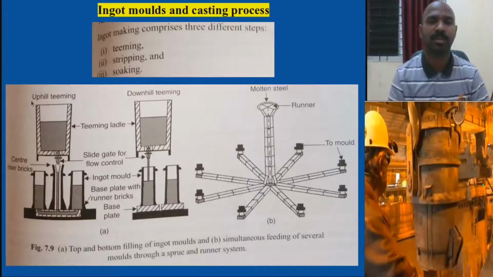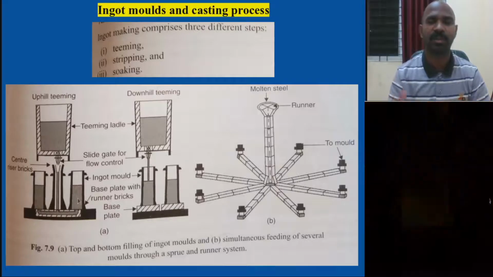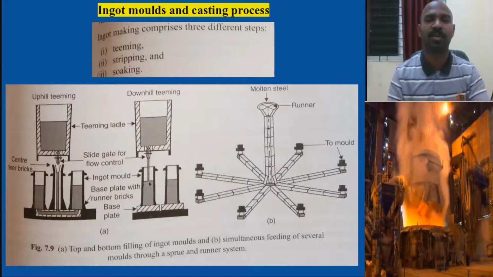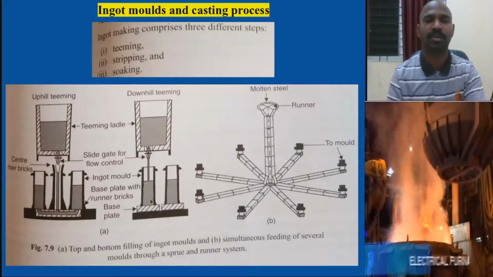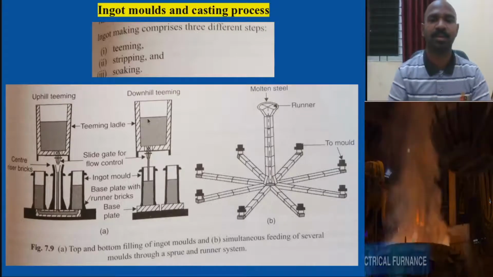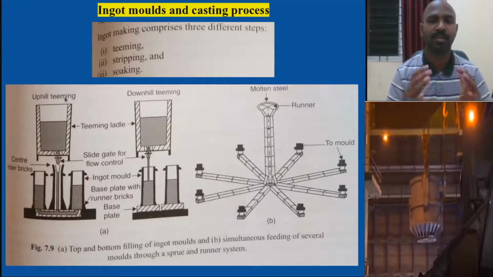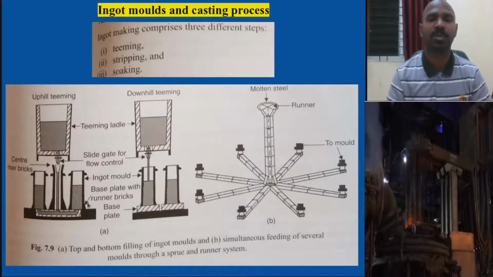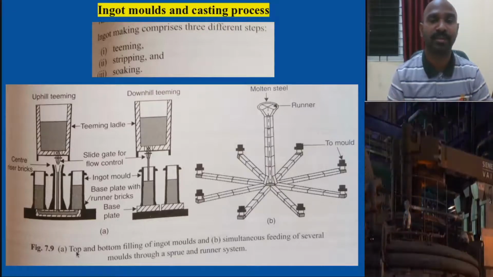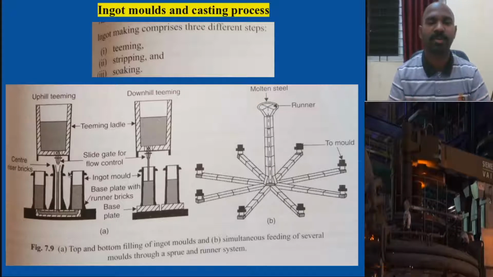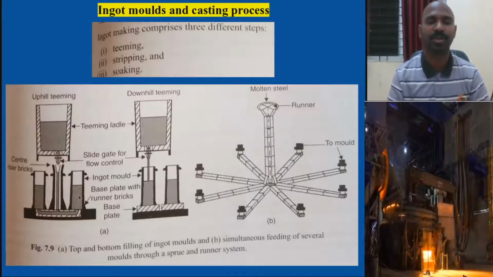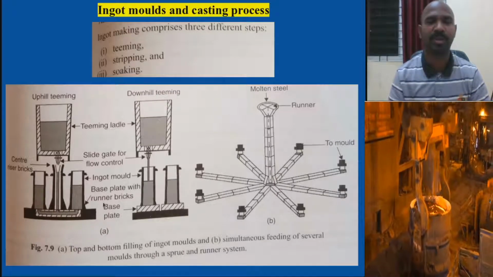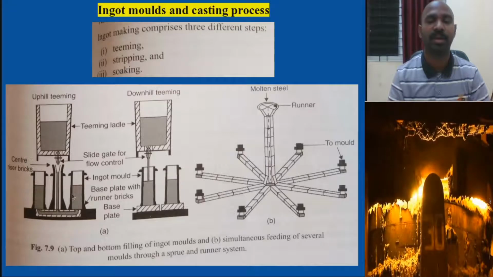Whereas in the case of the uphill process, the ingots are forming from the upside, and in the downhill process they are formed from the downside. That is why the processes are named uphill teeming process and downhill teeming process, and it is also known by another name, the top ingot mold. This is the top ingot mold process, and this is bottom filling.